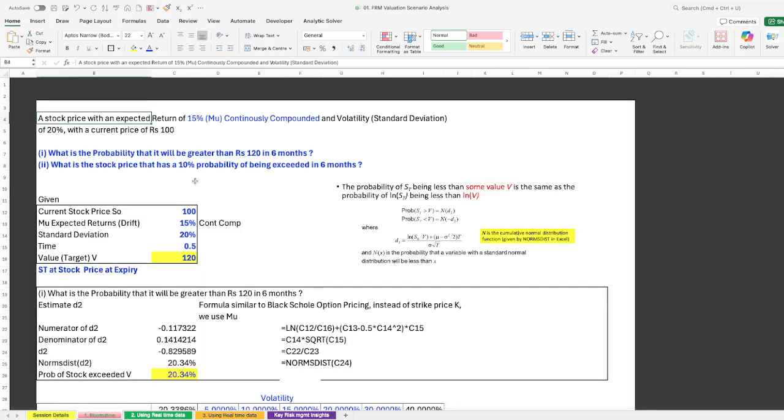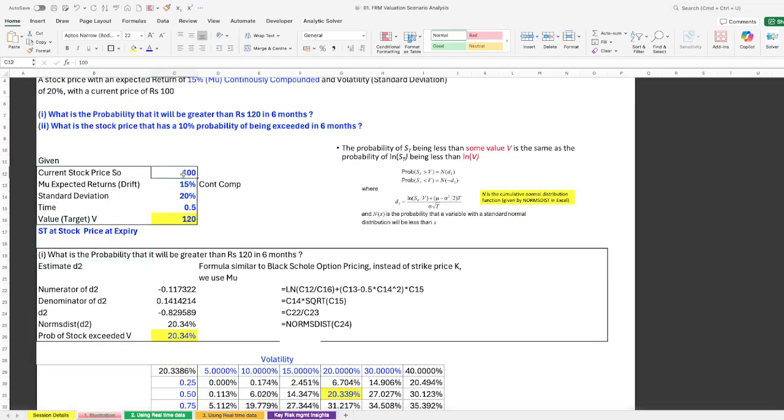Let's assume the stock price is 100 with a drift of 15% continuously compounded and a standard deviation of 20%. What is the probability that the price will be greater than rupees 120 in 6 months, with the current price 100? What is the stock price that has a 10% probability of being exceeded in 6 months? Given data: current stock price 100, drift 15% continuously compounded, standard deviation 50%, time 6 months, that is 6 by 12, and a target value of 120. The question is: what is the probability that the stock price at time t will exceed 120?